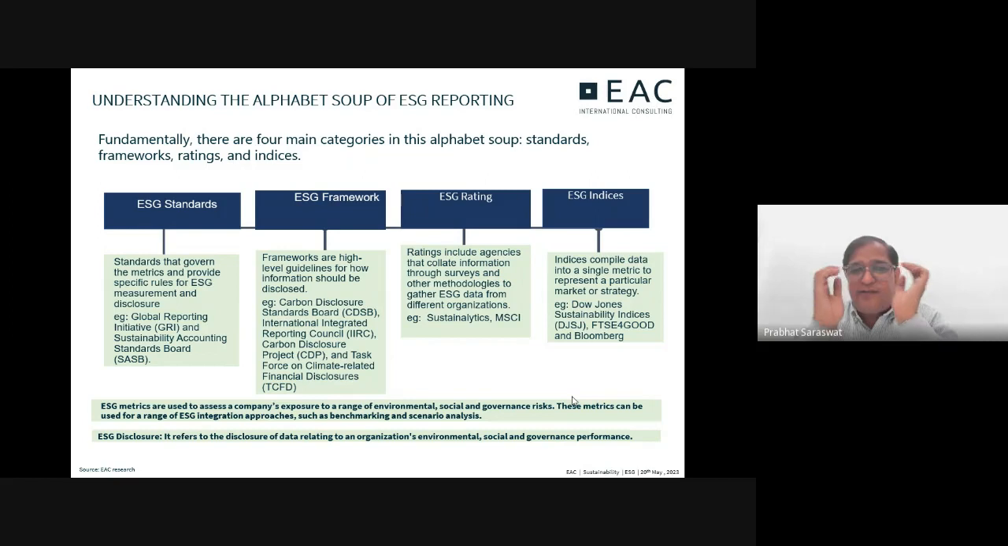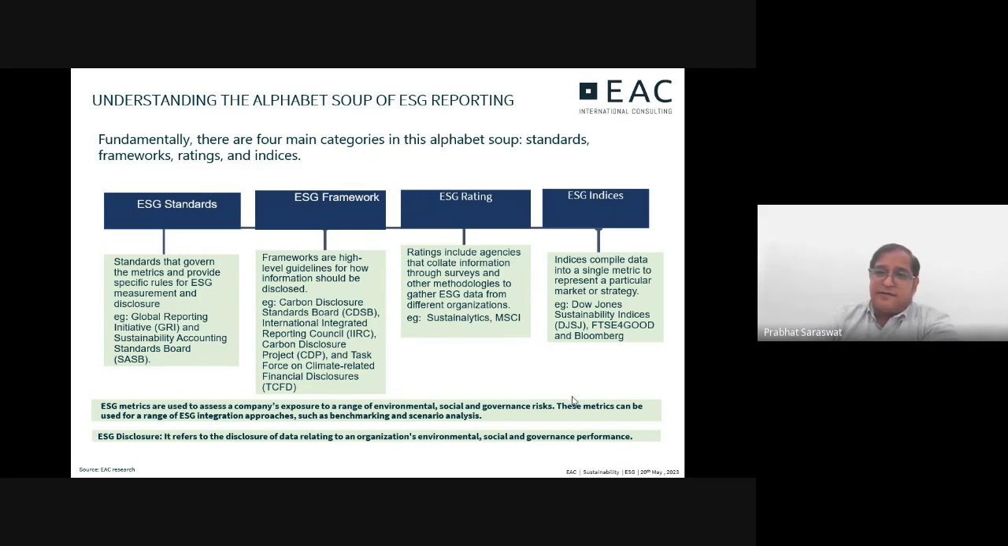Now the ratings: how is the rating done for ESG, which company is more sustainable, how companies can be compared, and what sustainability score they are getting. There are some rating agencies. Ratings basically involve agencies that collate information through surveys and other methodologies. They have different methodologies and their own systems. So ESG data from different organizations, for example Sustainalytics and MSCI, are the rating agencies. And ESG indexes are compiled data in a single matrix to represent a particular market or strategy, for example the Dow Jones Sustainability Index, FTSE4Good, and Bloomberg.